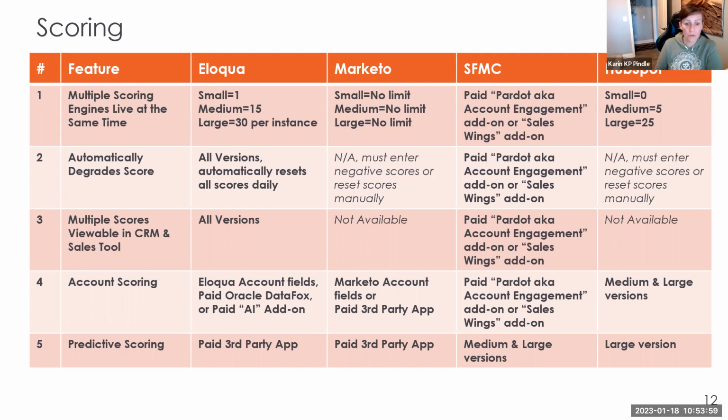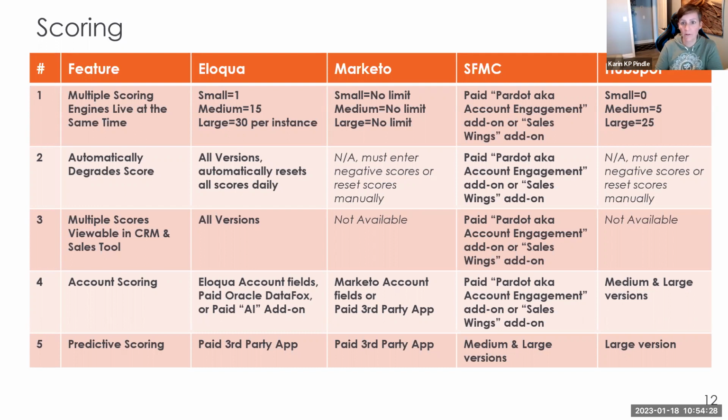And then account scoring, a couple different ways you can do this with these platforms. Eloqua, you can use the account fields and do a program to do scoring. You can buy their DataFox product, which does its own scoring and passes it back to Eloqua. And then they also have their paid AI add-on, which does account scoring, but only so far of activities or engagement level, not geographic information, industry, data like that.